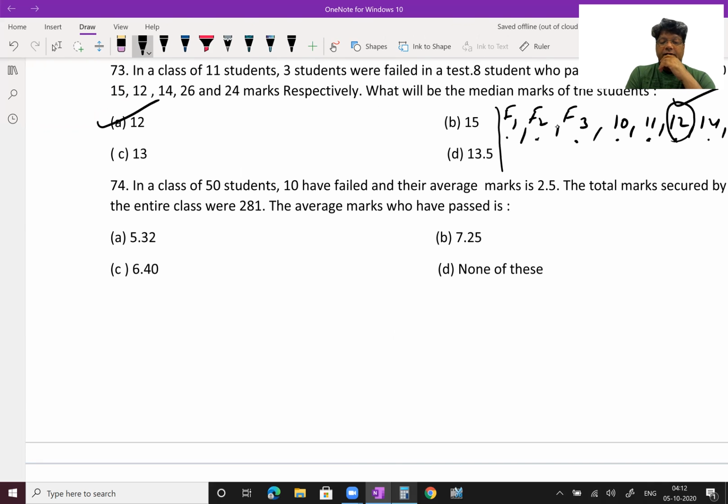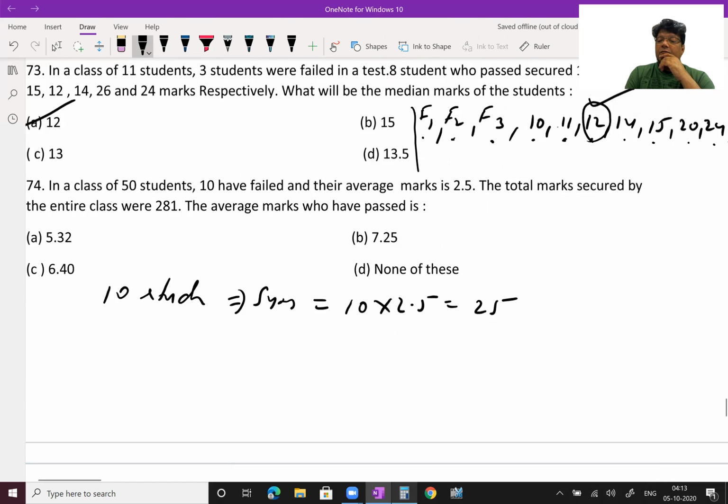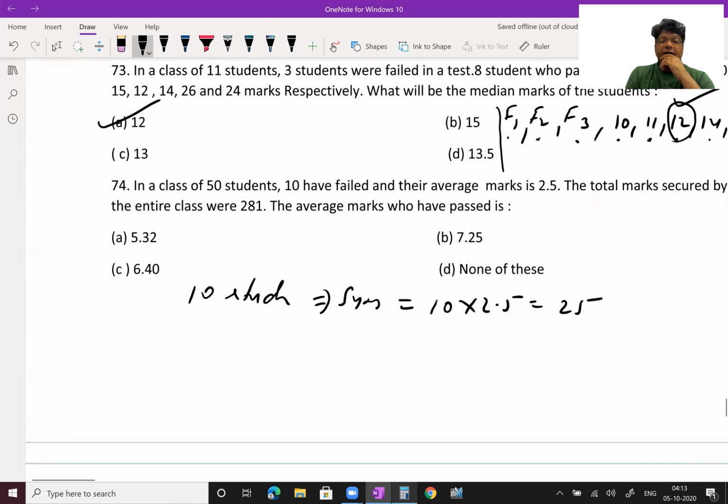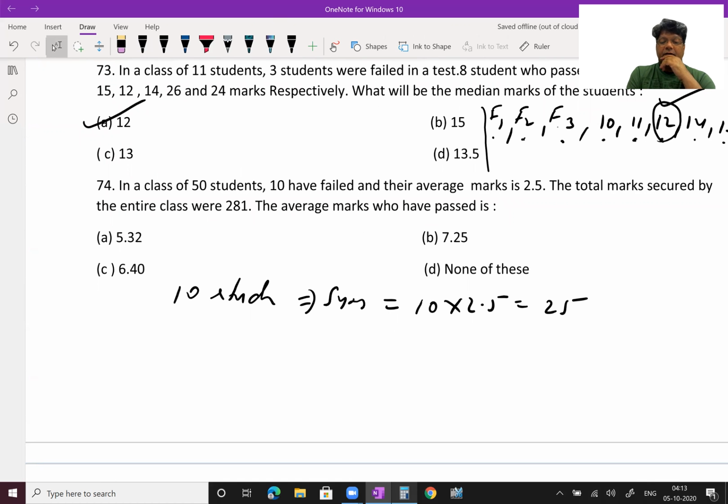In a class of 50 students, 10 have failed and their average mark is 2.5. So those 10 students who have failed, their sum total is equal to number of items into the average, that is equal to 25. Now, the total marks secured by the entire class were 281. Total class 281. So average mark of those who have passed. Okay, so 40 students have passed.